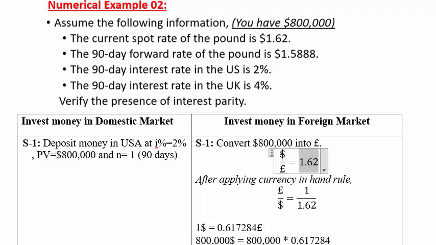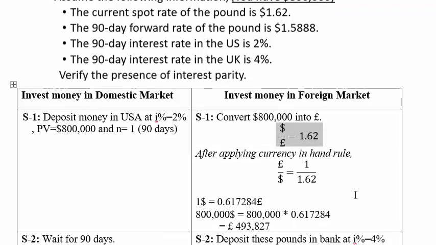which can be written in the P by Q shape as dollar divided by pound is equal to 1.62. And then we will apply the currency in hand rule, which says currency in hand must be written at the bottom. We have $800,000 and we want to convert it to pounds, so dollar should come down. In the second P by Q form, the dollar is down and pound is up, and that's why we have 1 divided by 1.62. You know this concept because of the currency arbitrage topic.